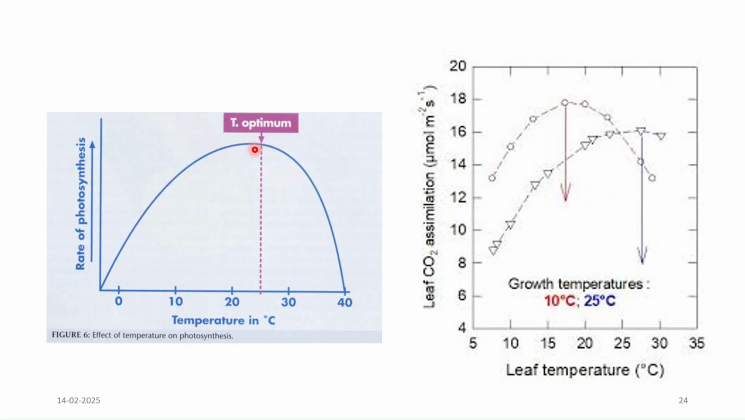So this is another graph showing the optimum temperature obtained from A-T curves. We get at what temperature the photosynthetic rate is maximum. From that temperature onwards, as the temperature increases, the photosynthetic rate decreases, and as the temperature decreases, the photosynthetic rate also decreases.